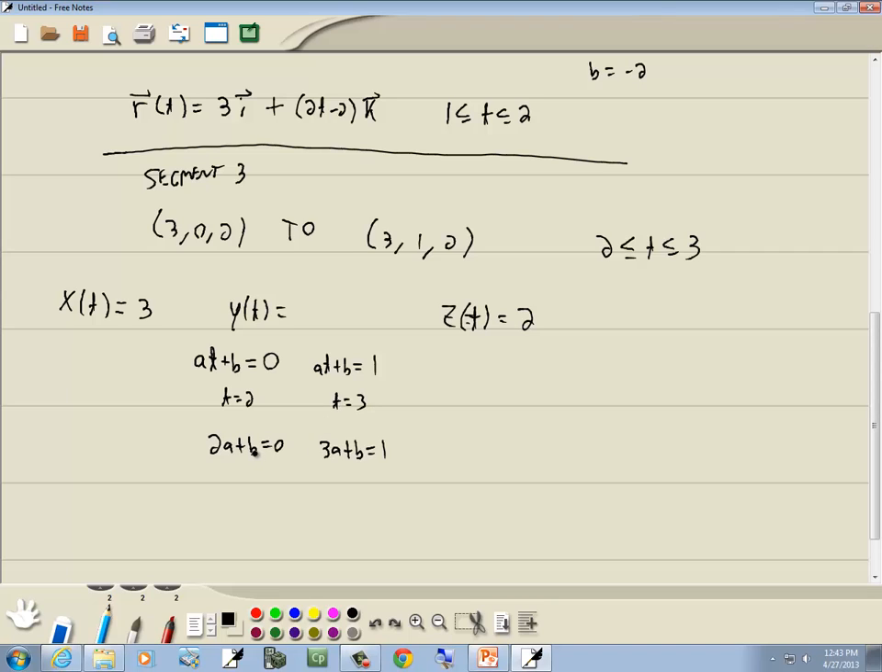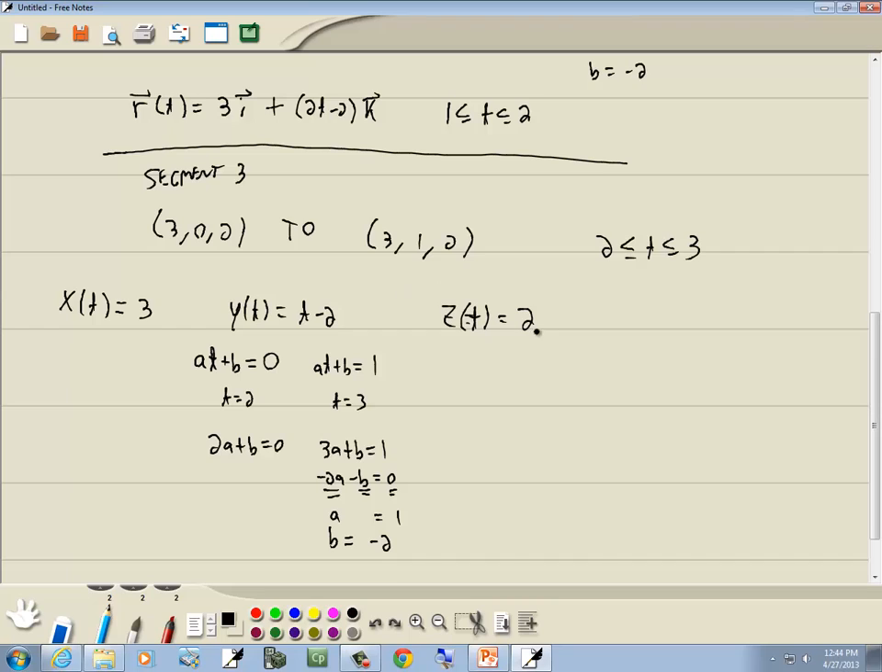I'll multiply the first equation by negative 1. So that gives us negative 2a minus b equals 0. Add these together. 3a minus 2a is a. b minus b drops away. A is equal to 1. Which would imply, if I put 1 in for a, 2 times 1 is 2. Take that over. We get b is equal to negative 2. So this one will be t minus 2.